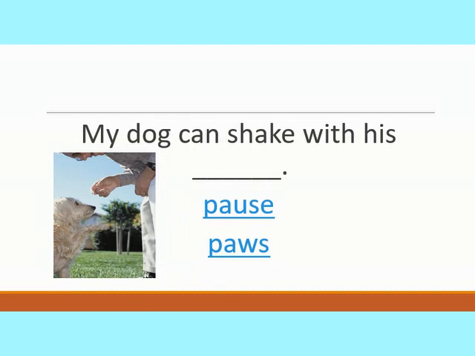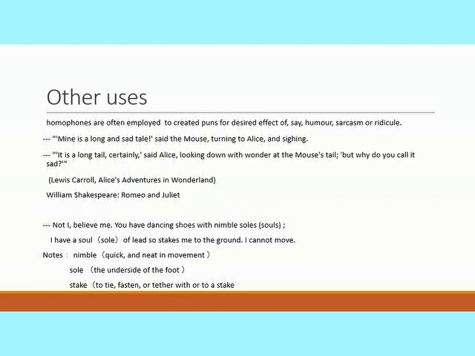Other uses. Homophones are often employed to create puns for desired effect, say humor, sarcasm, or ridicule. This is an example from Alice in Wonderland, Lewis Carroll's classic book. "Mine is a long and sad tale," said the mouse, turning to Alice and sighing. "It's a long tail, certainly," said Alice, looking down with wonder at the mouse's tail. "But why do you call it sad?" I thought that was funny.